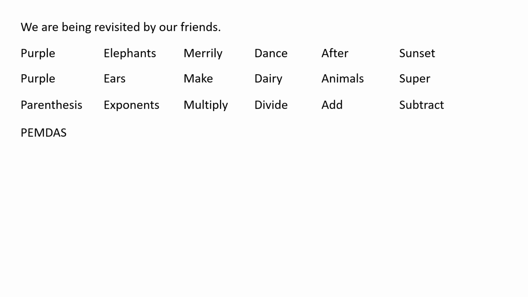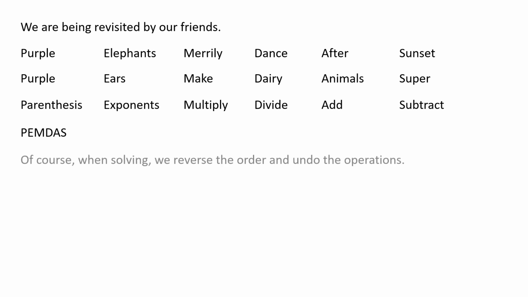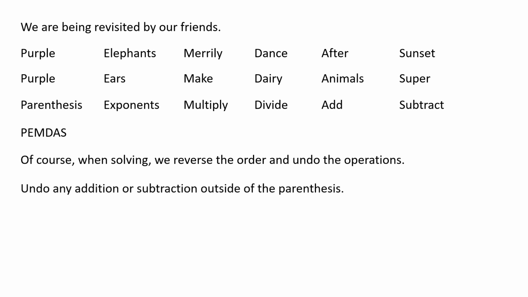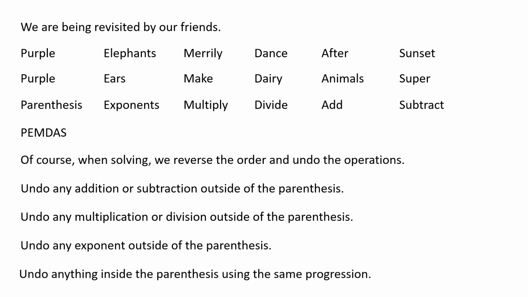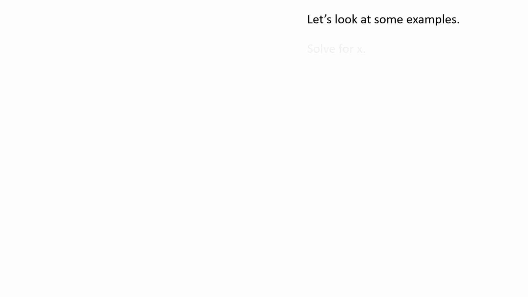And of course, if we want to solve, however, we're going to actually go backward, right? We're going to want to reverse the order and undo the operations. So we will start by undoing the adding or subtracting. Then we'll undo any multiplying or dividing. Then we'll undo any exponent. And then finally, we'll undo anything inside parentheses using that same progression. Since these are two-step, we're probably not going to get much beyond the adding, subtracting, multiplying, dividing.